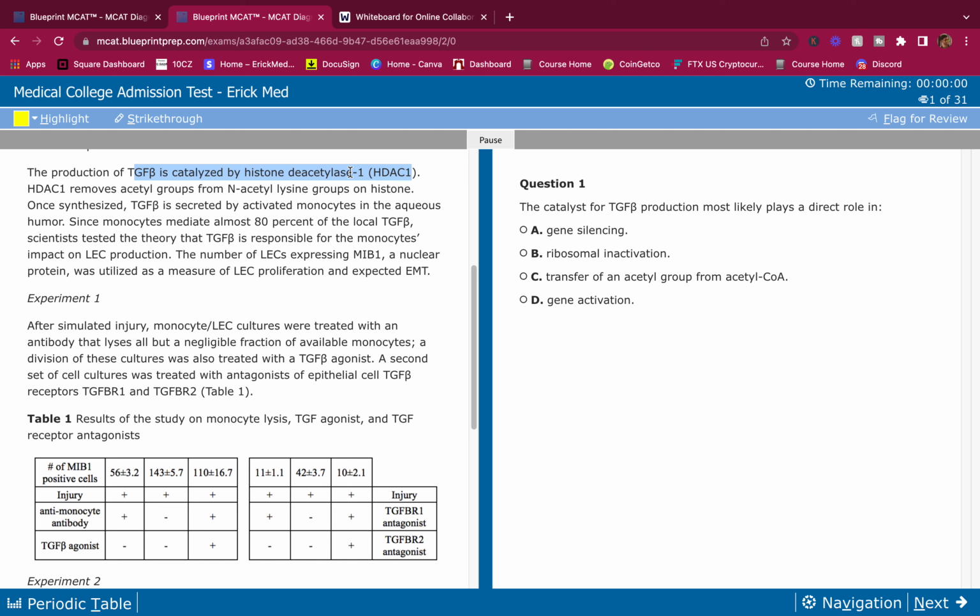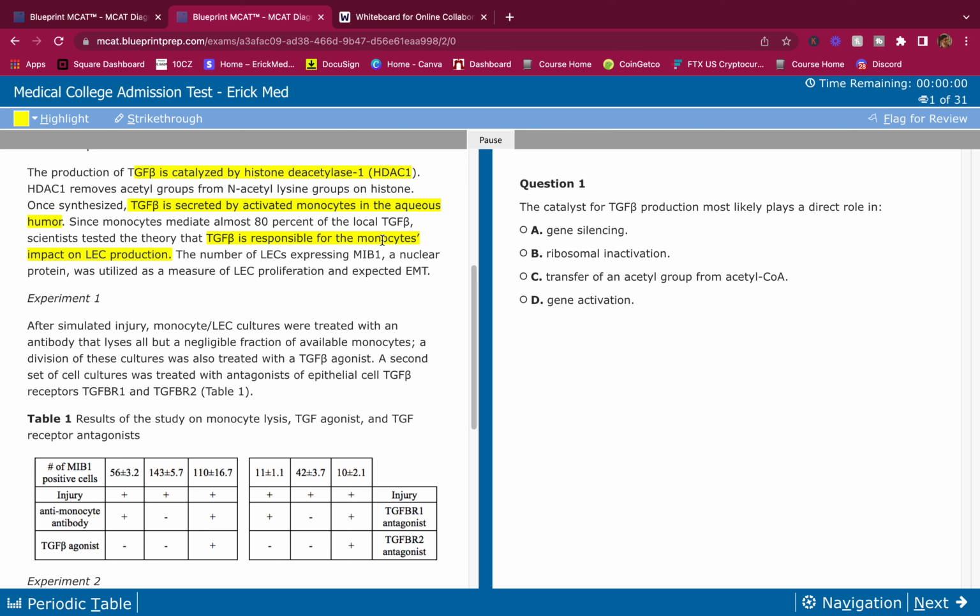All right. Again, if you guys want to take a quick note here, you could just say increase TGFB by histone deacetylase. All right. Histone deacetylase 1 removes acetyl groups from N-acetyl lysine groups on histone. Once synthesized, TGF-beta is secreted by activated monocytes in the aqueous humor. All right, what's it doing? Who synthesizes it? Activated monocytes. Since monocytes mediate almost 80% of the local TGF-beta, scientists tested the theory that TGF-beta is responsible for the monocytes' impact on the LEC production.